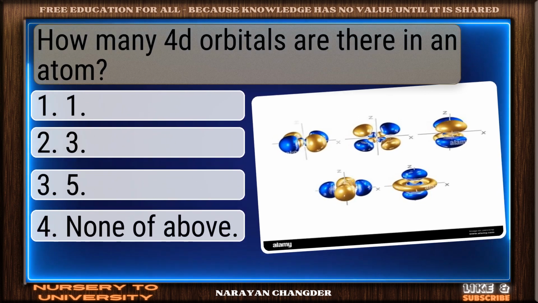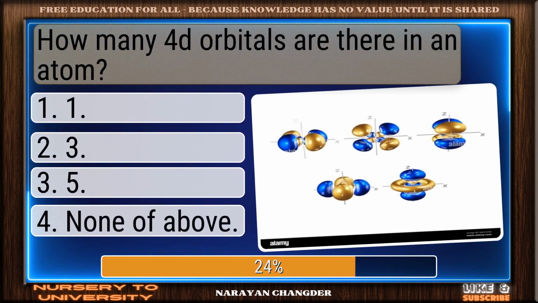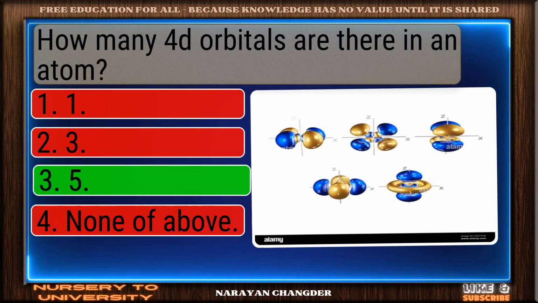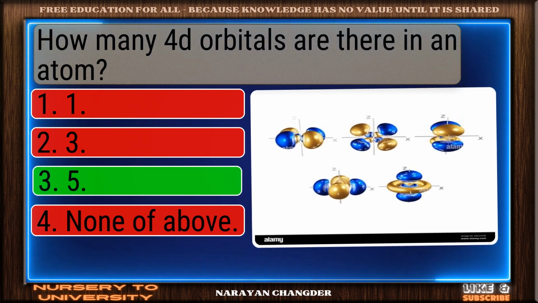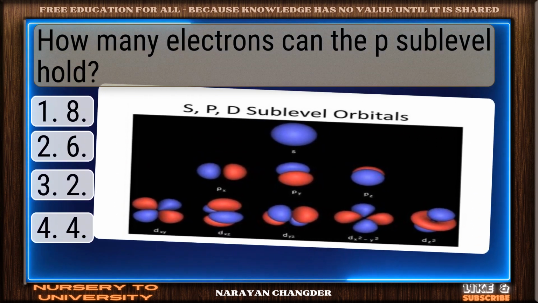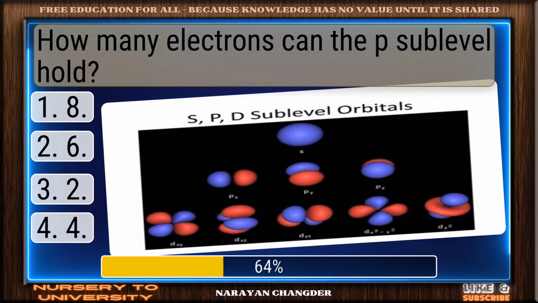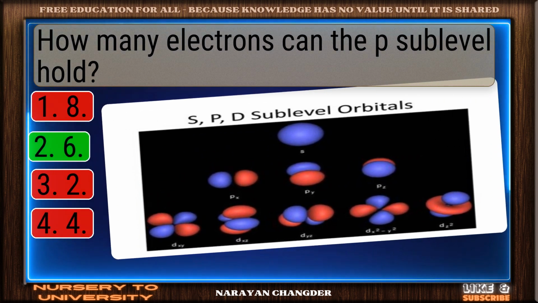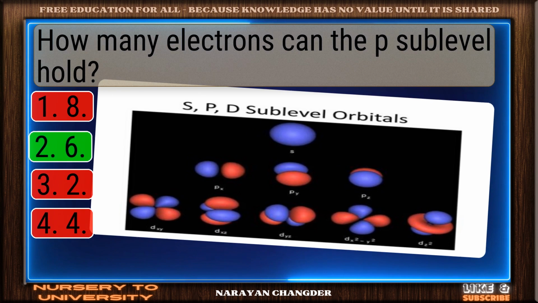How many 4d orbitals are there in an atom? Well reasoned. 5 is the correct choice. How many electrons can the p sublevel hold? Perfect. 6 is the correct choice.